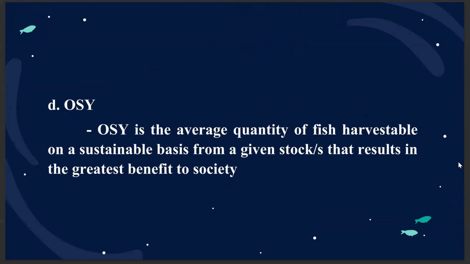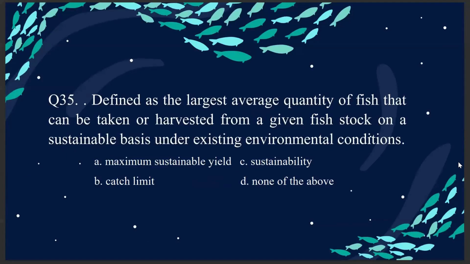OSY is the average quantity of fish harvestable on a sustainable basis from a given stock that results in the greatest benefits to society.